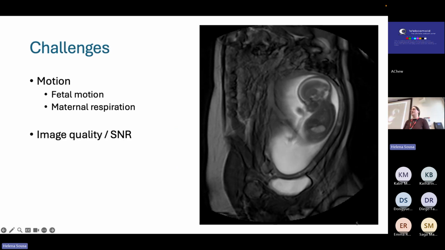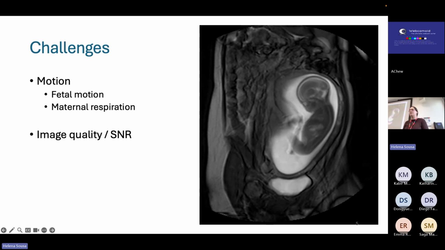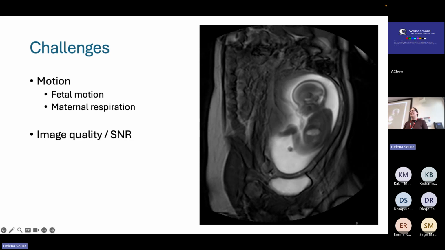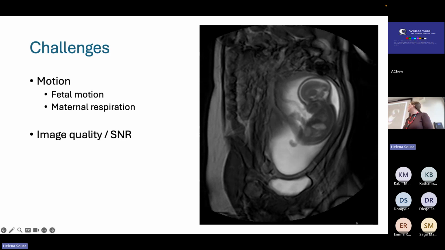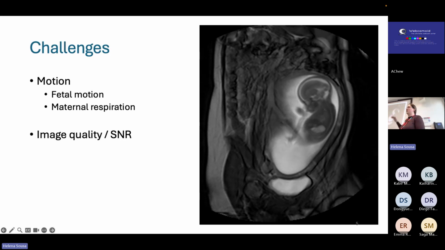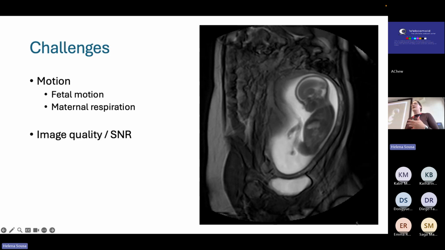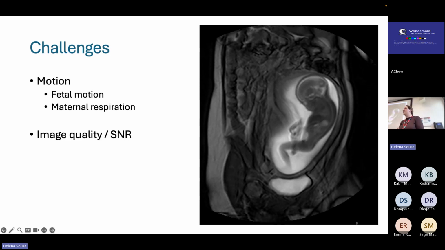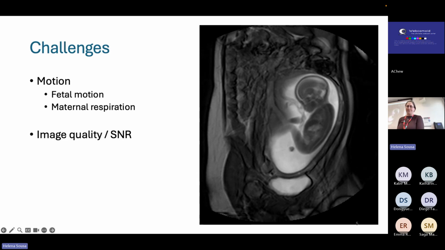So some of the challenges that we face when we're trying to do MRI scans of the fetus, first of all, and as you can see from this image, is very much motion. You can see that the fetus is wriggling away happily, but also if you look closely, you can see the maternal respiration, and both of these affect the motion of the image. And also image quality, particularly signal to noise ratio, and that can be especially affected by the BMI of the mother.